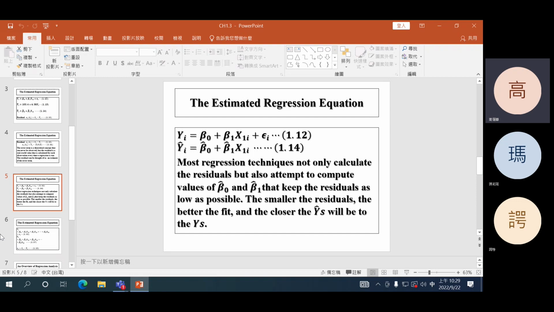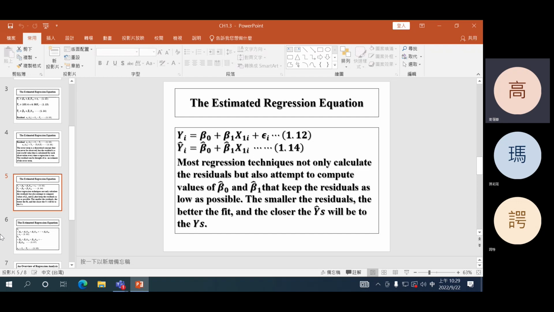And let me also explain this one. Most of the regression techniques not only calculate the residuals, but also attempt to compute the values of beta 0 and beta 1 that keep the residuals as low as possible, since the residual is the difference between the actual one and the estimated one.